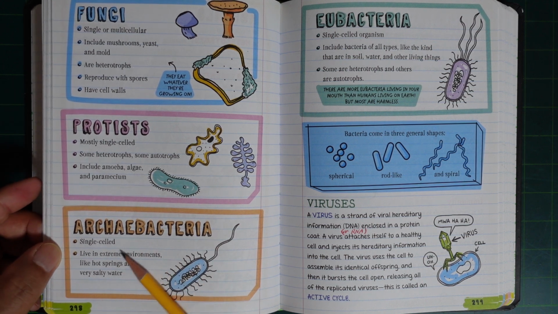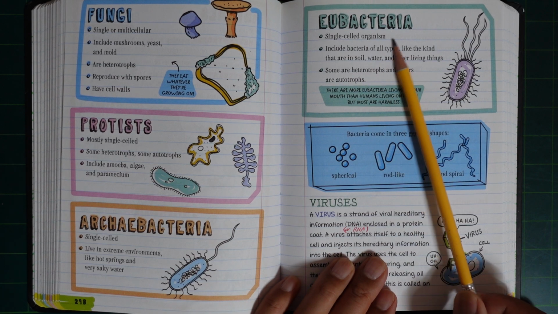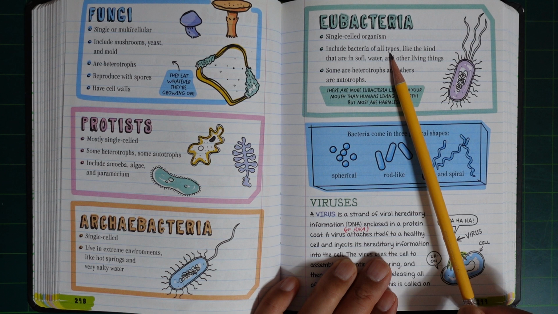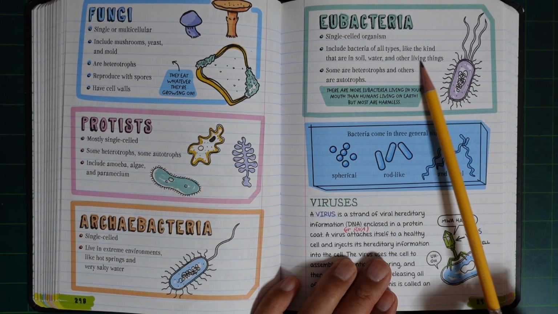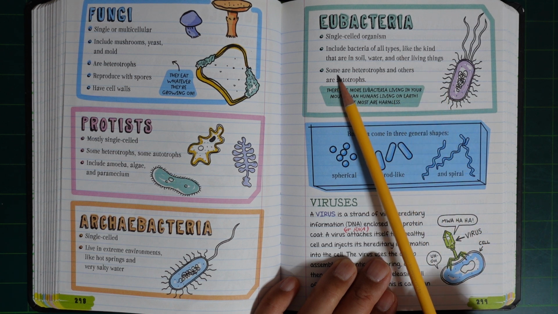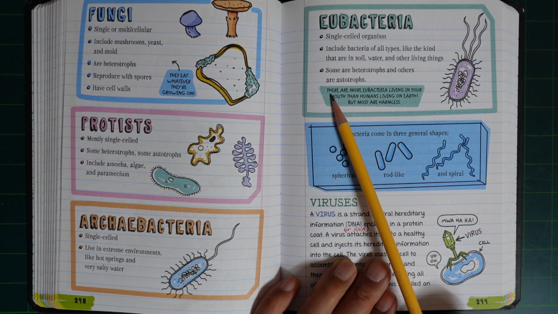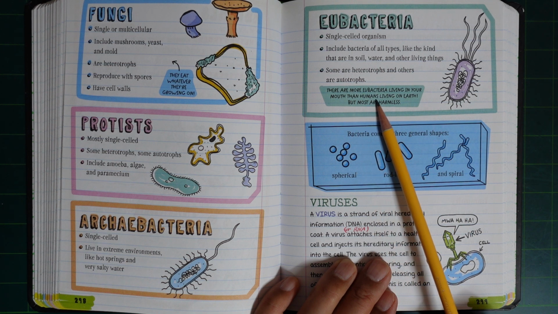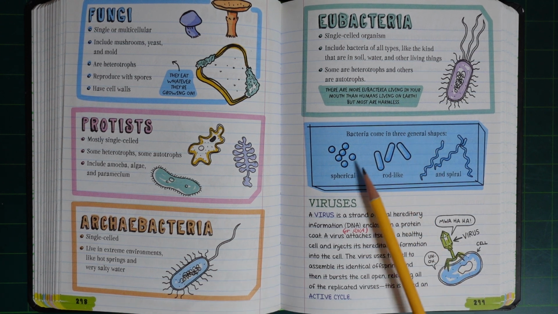Archaebacteria are single cells that live in extreme environments like hot springs and very salty water. Eubacteria are single-celled organisms that include bacteria of all types, like the kind that are in soil, water, and other living things. Some are heterotrophs and others are autotrophs. There are more eubacteria living in your mouth than humans living on Earth, but most are harmless.